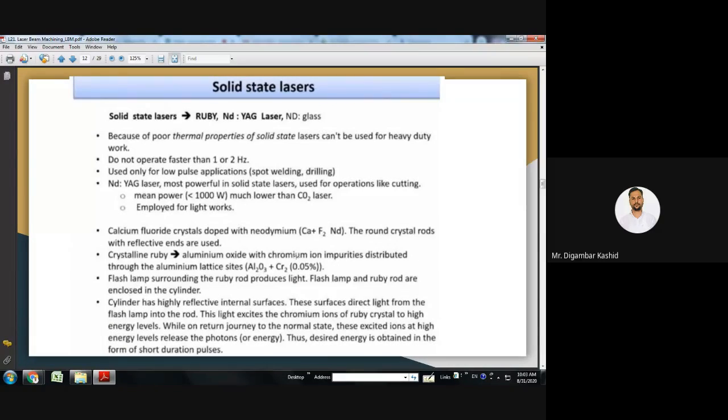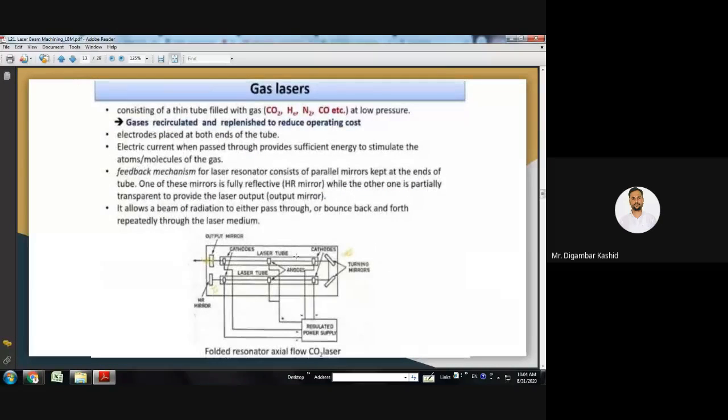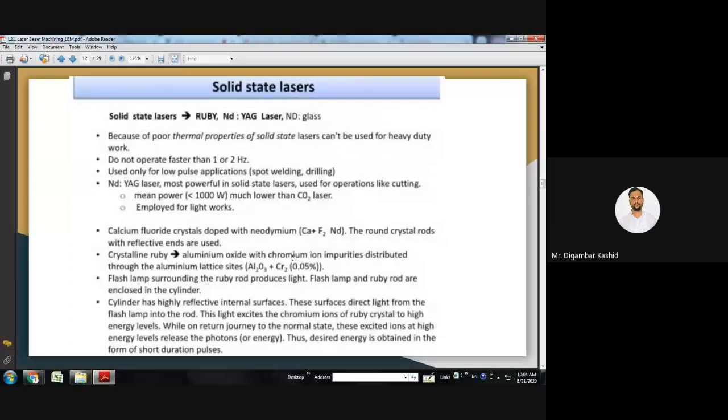When it is doped with the neodymium material, this is a round crystal rod with reflective ends, used for the generation of photons, like in the crystal and the ruby. Ruby is nothing but aluminum oxide with chromium as the doping metal. That chromium acts as the doping metal.